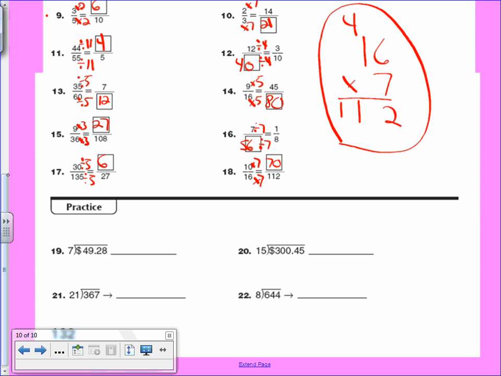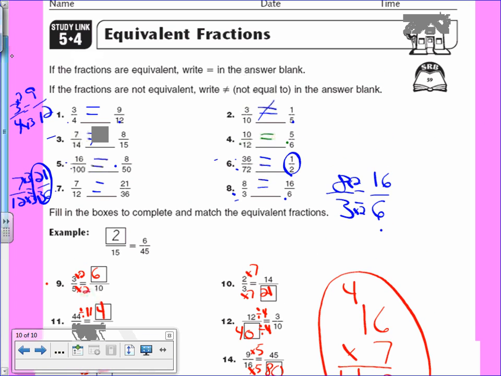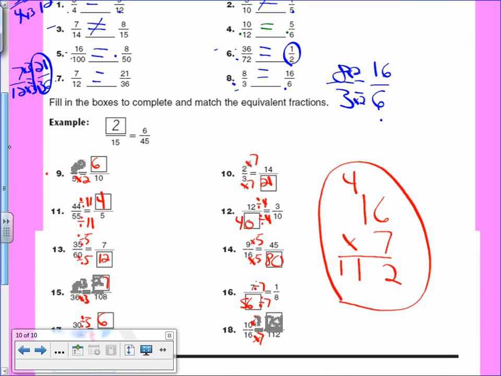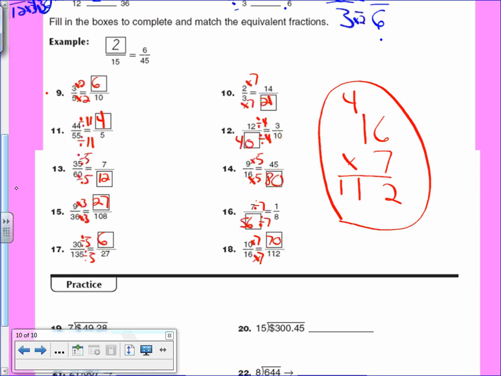It's basic. The only thing you have to remember when you're dealing with any kind of equivalent fractions, kids, is whatever you're multiplying on the top or whatever you're dividing on the top, you must do on the bottom. The same thing goes if whatever you do on the bottom, you have to do on the top. That way the fraction stays the same, whether you're making it bigger or you're making it smaller.